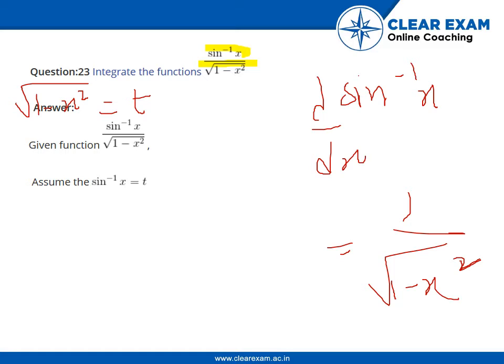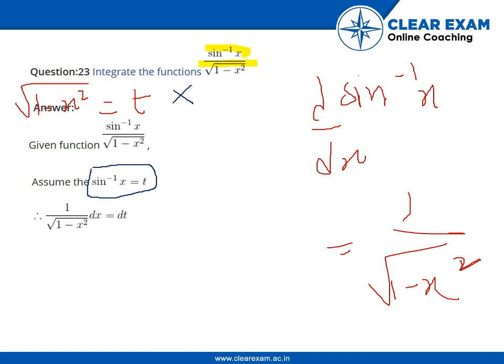Okay, they have not substituted root of 1 minus x square is equal to t. You can solve the question that way as well, but they have used the simpler process, that is, they have assumed sine inverse x as t. They have not done this thing. You can also solve the question this way, but it will be pretty lengthy or difficult. So let us see what's the next step. So sine inverse x is equal to t.